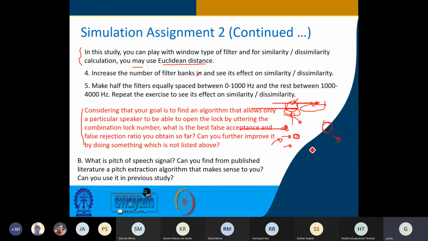And finally, this is something which we have not covered so far. So this is self-study. What is speech-specific null? Can you find from published literature a speech extraction algorithm that makes sense to you? Can you use it in the previous study? So that is self-study, and you can decide whether to use it here or not. So we stop here. Any question?